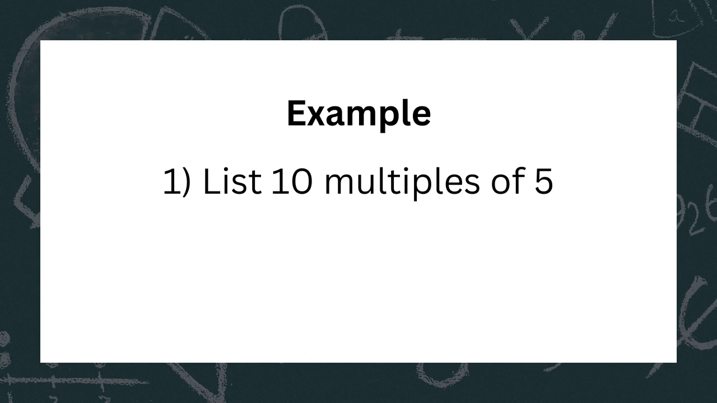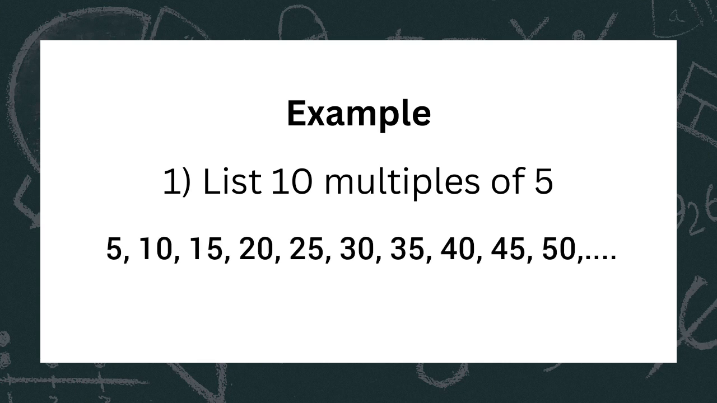Example 1. List 10 multiples of 5. So we will have 5 times 1 is 5, times 2, 10, 15, 20, 25, 30, 35, 40, 45, 50. Remember, we are asked to list 10, right? So when I get to 50 and count, I have 10 multiples of 5.